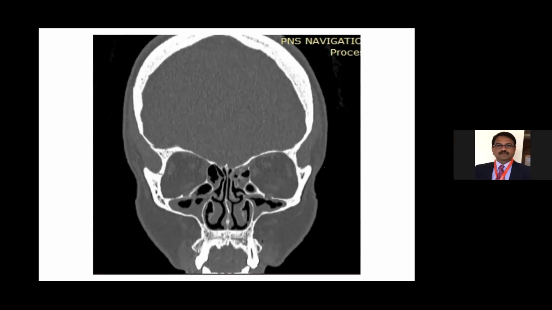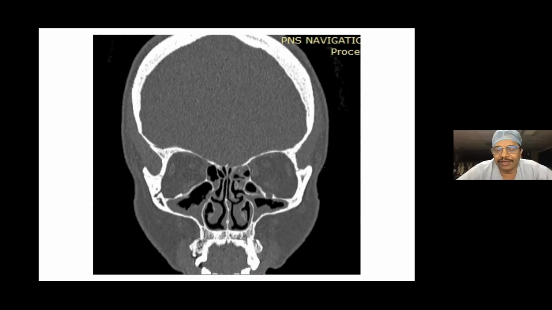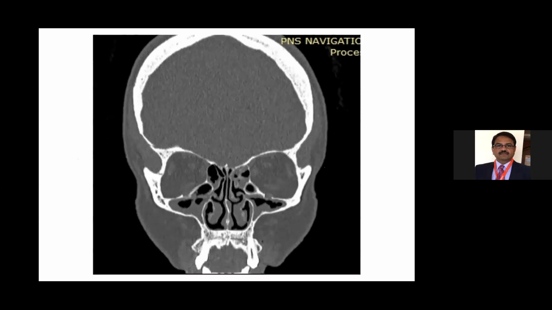Sometimes this medially bent uncinate may mimic a bulla. They may also mimic a middle turbinate. So many times people have said there are two middle turbinates, in fact, a double middle turbinate. But in fact, it is not a double middle turbinate. It's the bulla or the uncinate that is bent medially.